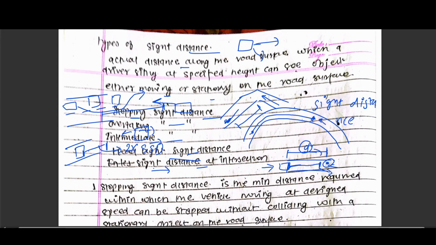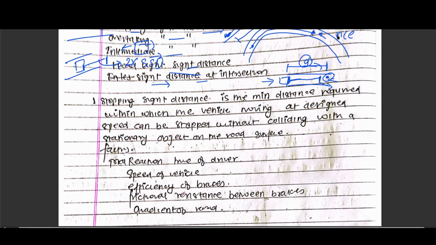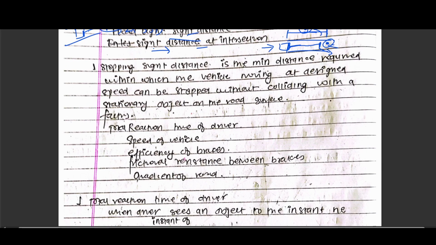Basically these five are the types of the sight distance, and it is very simple. Stopping sight distance is the minimum distance required within which the vehicle moving at a design speed can be stopped without colliding with a stationary object on the road. I explained earlier. And what will be the factors affecting this? So first one is the speed of vehicle. The more the speed of the vehicle, the more the stopping sight distance will be required, because it will take a long time to come to a rest, right?